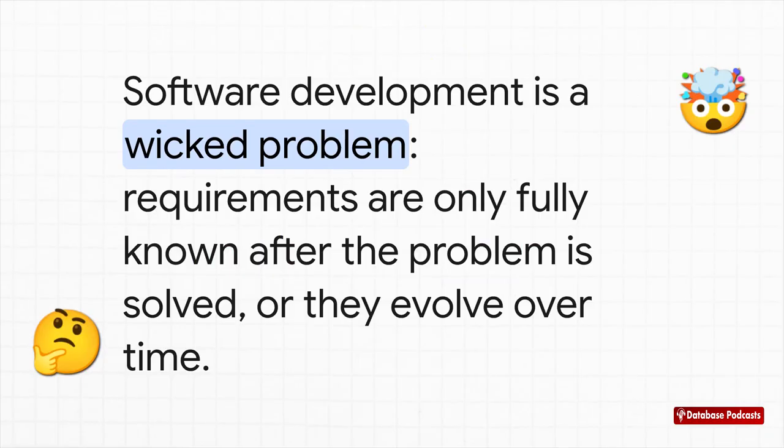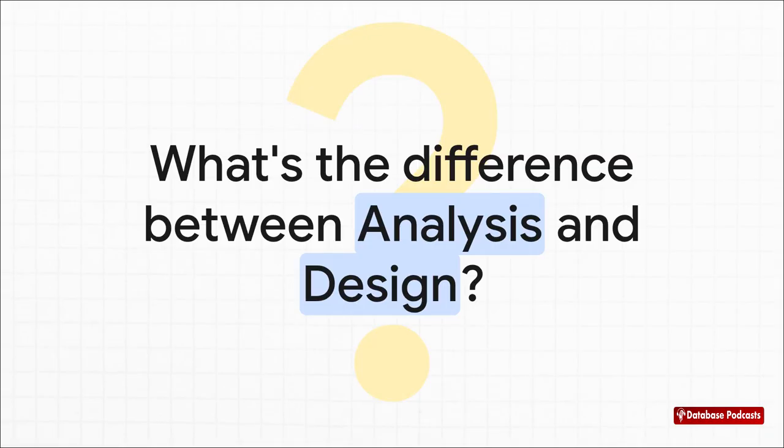Well, it turns out there's a name for this. It's because software development is often what they call a wicked problem. And that's just a fancy way of saying you only really, truly understand the requirements after you've already built the solution. It's a classic catch-22, right? You're building the thing to understand the thing you're supposed to be building. So how in the world do we manage that kind of complexity?